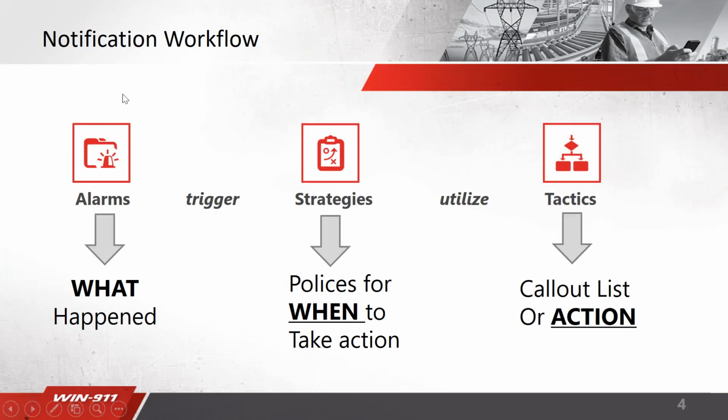First of all, where are we today? Our alarms trigger our strategies, which trigger our tactics. An alarm is the event that happens that we wish to monitor. Maybe it's a tank level, a comm alarm, or something like that. These events trigger a strategy. The strategy is the policies of actions to put in place. It's your starting, stopping, and re-notifying. This strategy triggers a tactic. This tactic is a call-out list of people. So as tank level goes high, we can then email Bob or call Jim or notify Susan via text message. Today we'll be focusing on the alarms and how you can bring your alarms over into Win911.